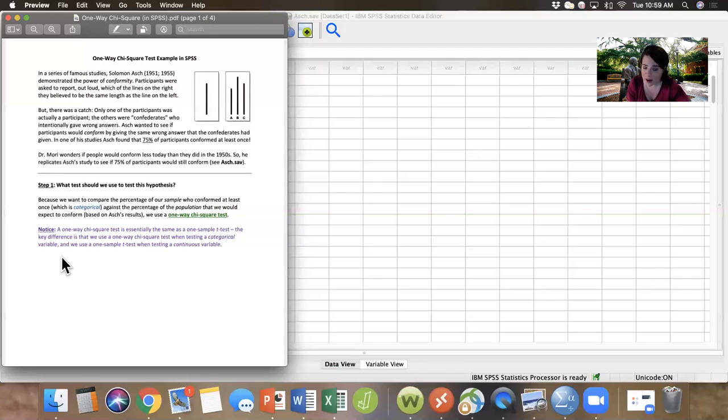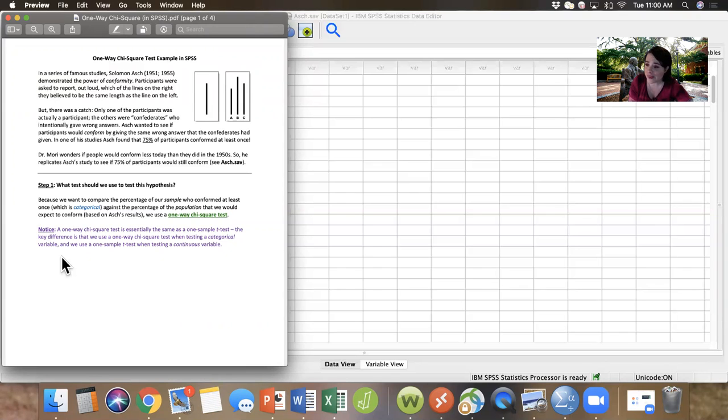Again, a one-way chi-square is essentially the exact same thing that we did last week with the one-sample t-test. The only difference is a one-way chi-square tests a categorical variable, whereas a one-sample t-test looks at a continuous variable. So how do we know that this variable is categorical? Well, if we conceptually operationalize our variable as whether people conform at least once or not, we're going to have two levels of the category: yes, they conformed, no, they did not conform.